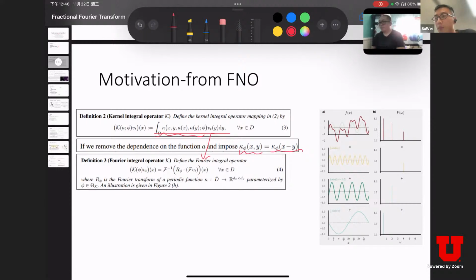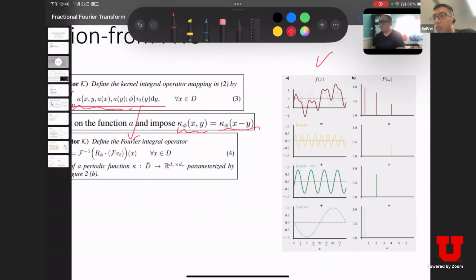For example, in the example on the right, we have three signals, and if we just take a look from the time domain, we are hard to tell between them. By transforming them to the Fourier domain, we can easily tell them apart, case by case.